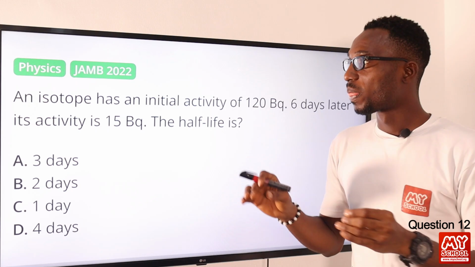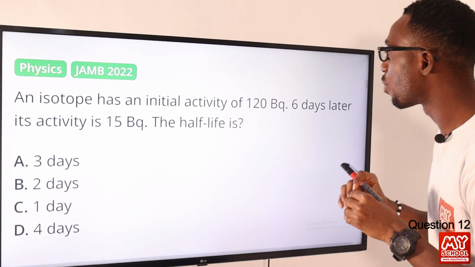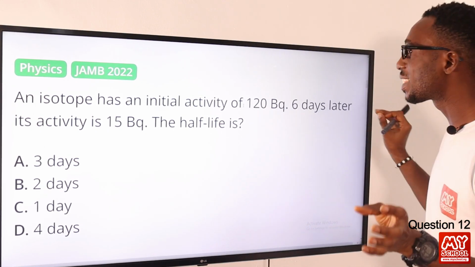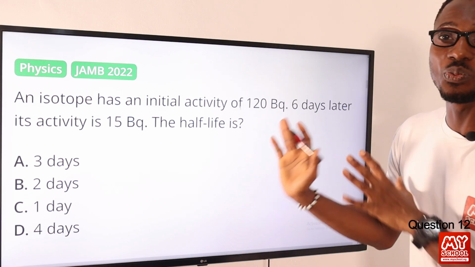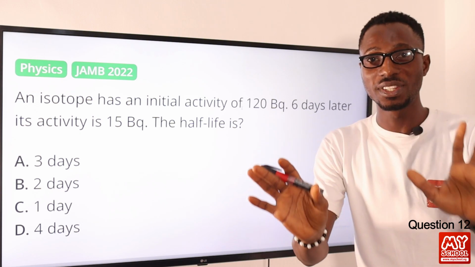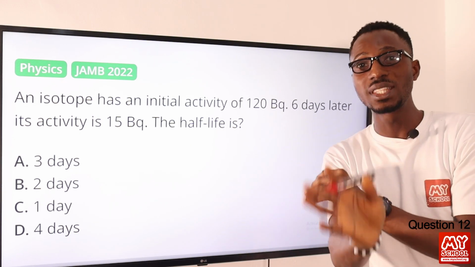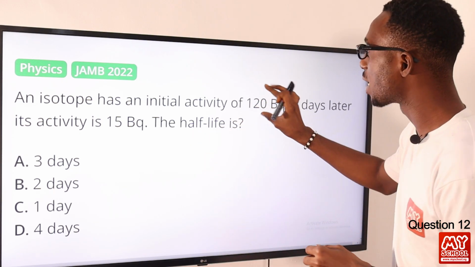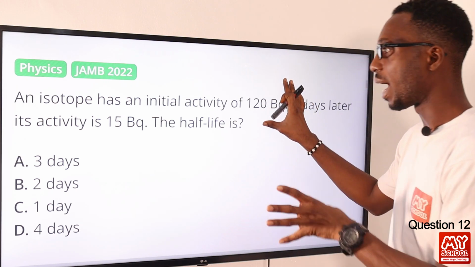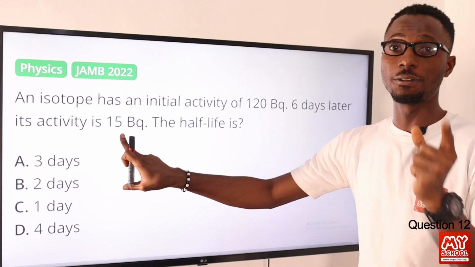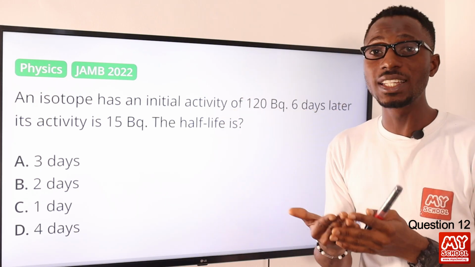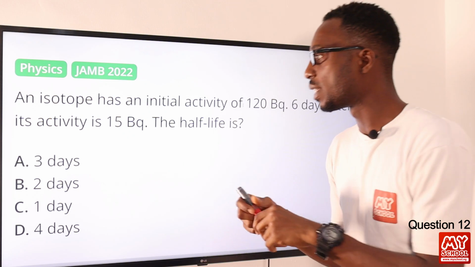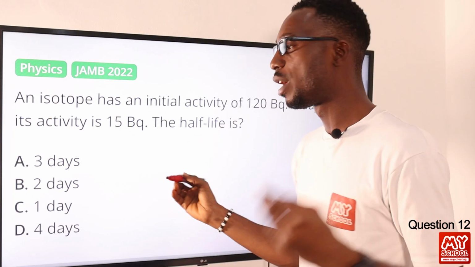Number 12. An isotope has an initial activity of 120 Bq, right? So 6 days later, its activity is 15 Bq. So the half-life is what? There are actually different methods, so I'm just going to use a simple one. We have initial activity of 120, then we now have this 15. We just need to look at how many times we need to divide this 120 to get to 15. Definitely we're talking about half-life, so that's divided by 2.